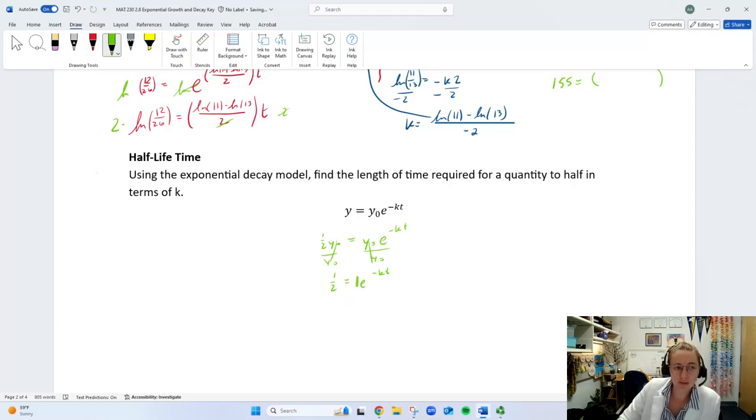So right here, I'll take ln of both sides, and I'll end up with ln of 0.5, or 1/2, is equal to negative kt. And I can solve for the length of time by dividing by this negative k. t is going to be equal to ln of 1/2 divided by a negative k.